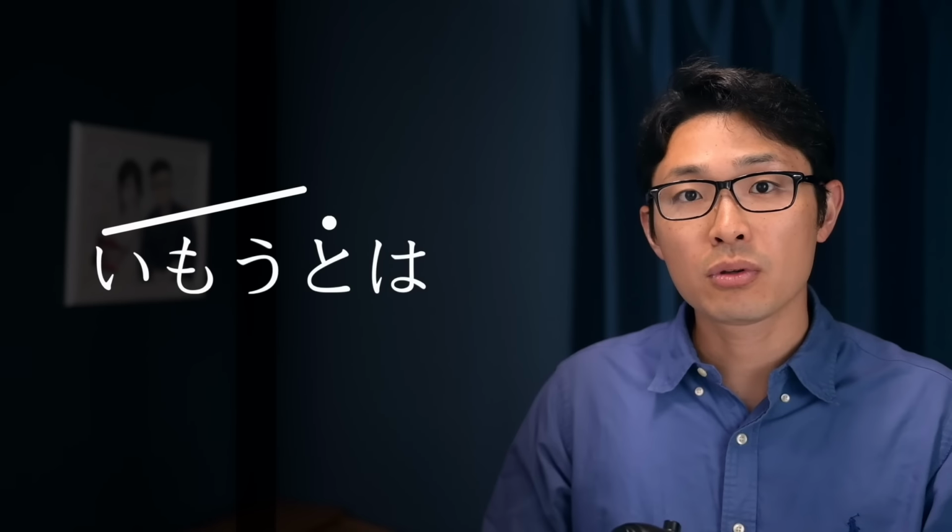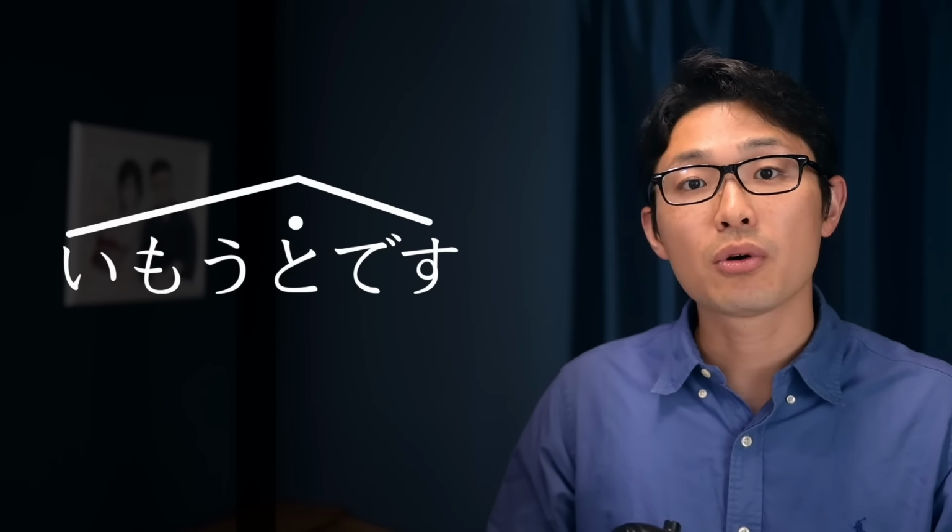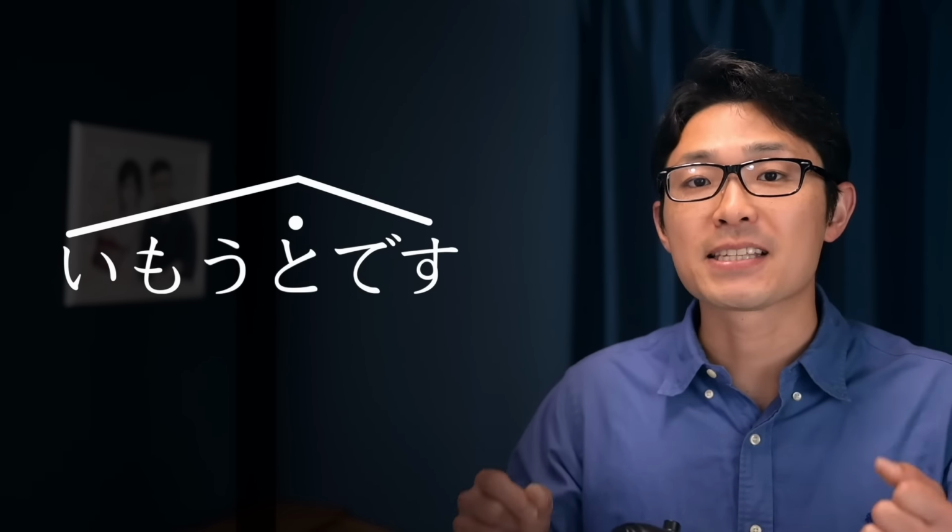But if something is attached to it, then people still pronounce the accent. For example, if you attach a particle to 妹, 妹は. Or if you attach です to 妹, 妹です. The accent is emphasized. But when nothing is attached to it, people often, I'm not saying all the time, people often pronounce it just like a flat word.